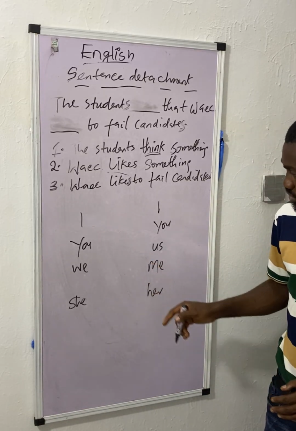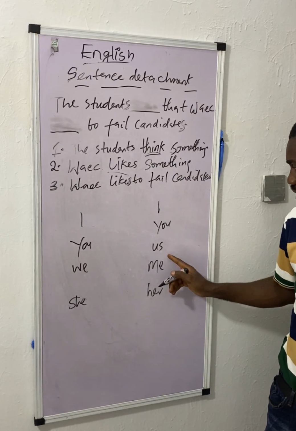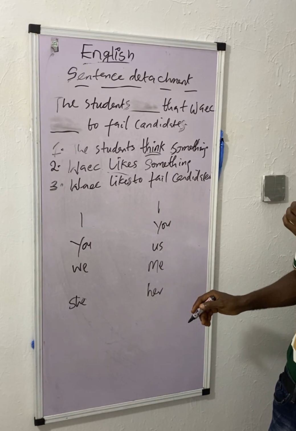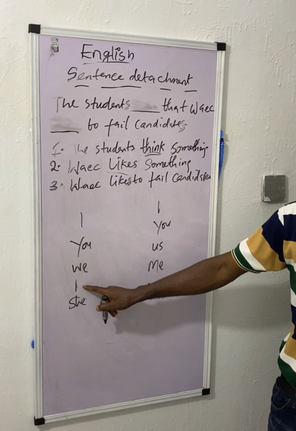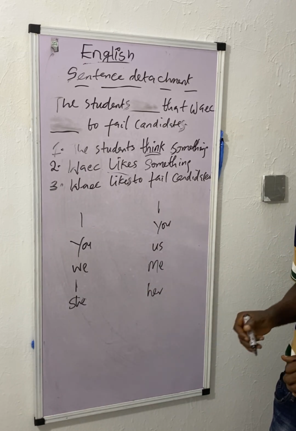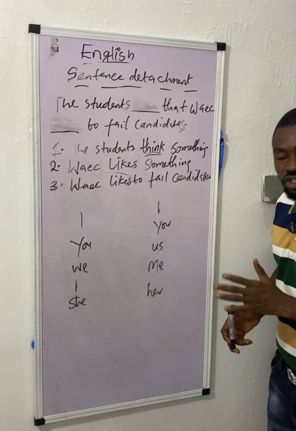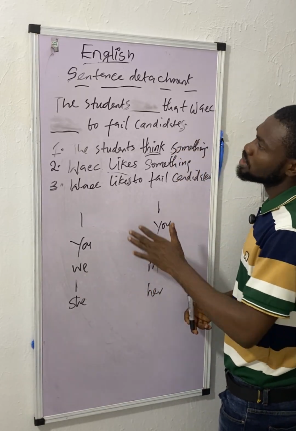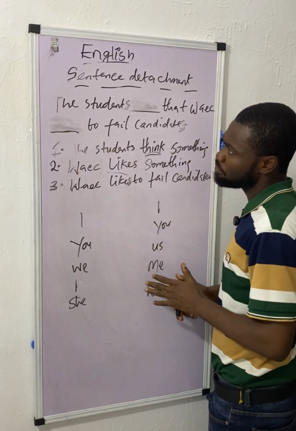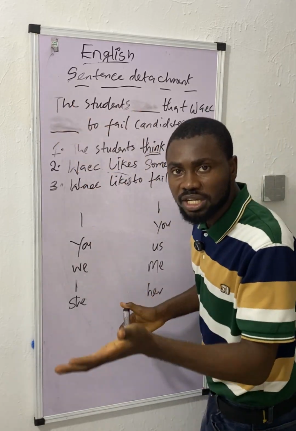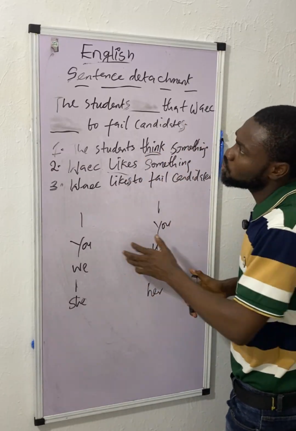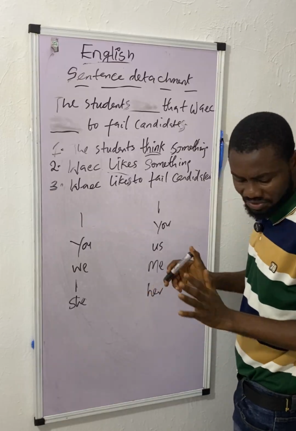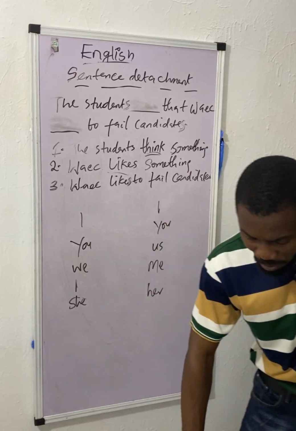So I is in the subject position, and me is in the object position. Ensure you note whether the pronoun that should occupy that position is a subject or an object pronoun. That is going to guide you to picking the right choice of pronoun that should be placed there. It's very easy. Just follow the rules.